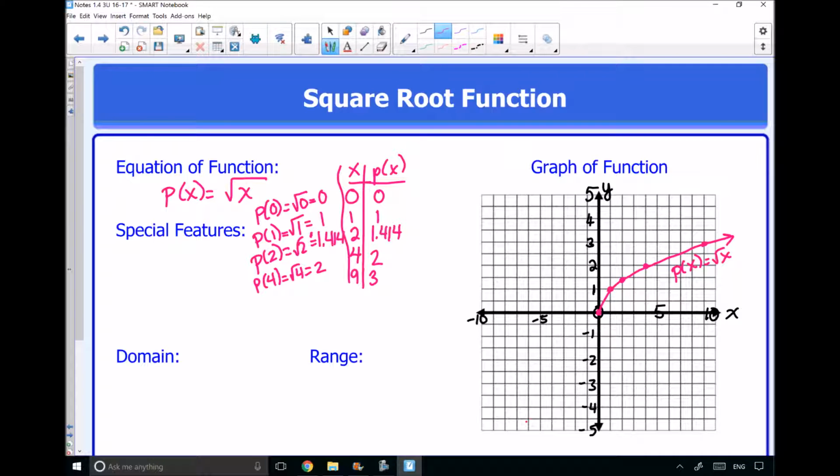So let's talk about some special features of the square root function. First thing is that it's going to start at the origin. That's important, okay? We also know that it's going to be in the first quadrant. So in quadrant 1, that's the only place where we're going to see the parent square root function, okay? We also have that x and y have minimum values.